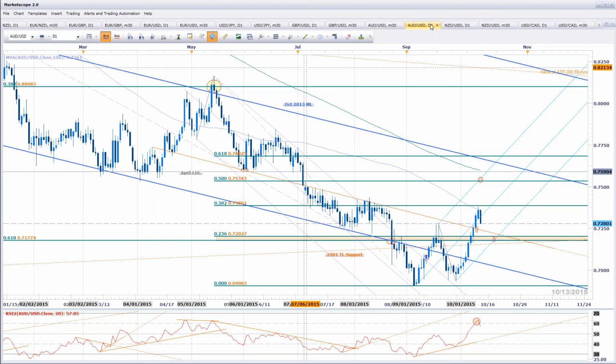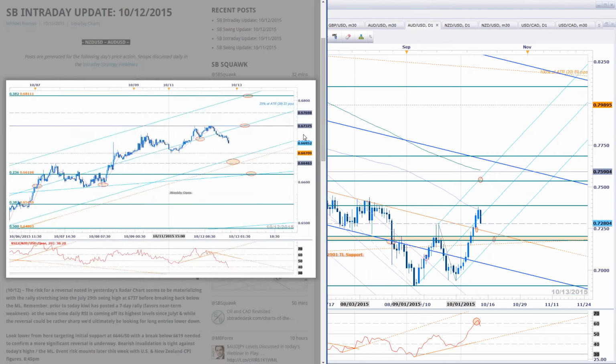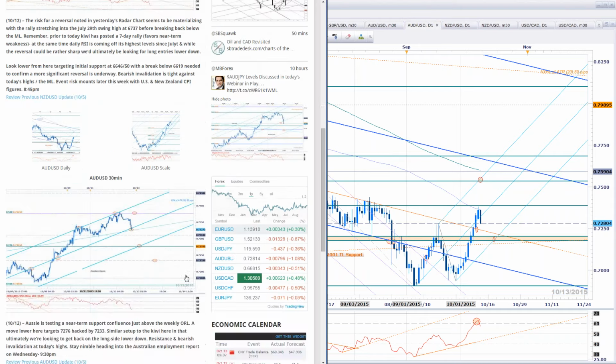Let's see, we got dollar CAD out of the way, dollar index out of the way, Aussie Yen, Aussie dollar. Oh, no, we're doing Aussie dollar now. Kiwi dollar we got out of the way. Oh, we want to look at Euro CAD as well. So here's what Aussie dollar looks like. A little bit better of a compelling play. Here's what we looked at last night with the Aussie.